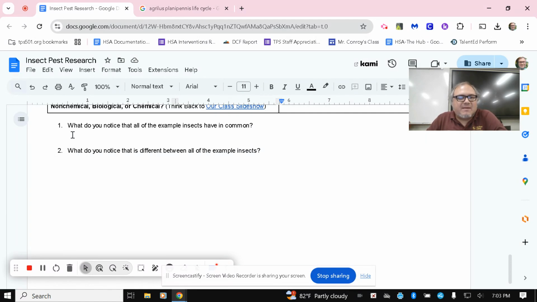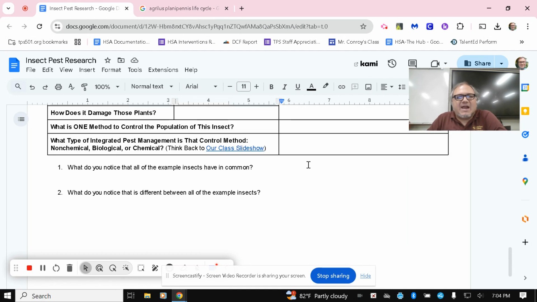Here at the very bottom, I just want you to tell me, what do you notice that all the example insects have in common? And what do you notice that is different between all the example insects? So again, after you've filled out the charts, think about what you notice as far as things that they have in common and things that are different. So again, I hope that this helps you learn a little bit more about some of the insect pests that you're likely to encounter, not only in our school garden, but potentially your gardens at home, and gives you a little bit more insight into how to take care of plants.